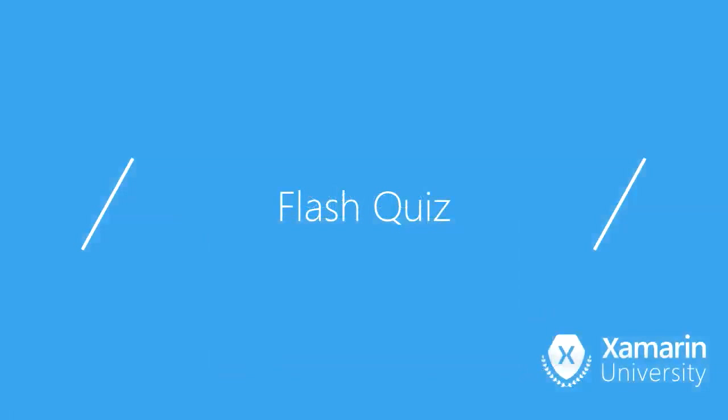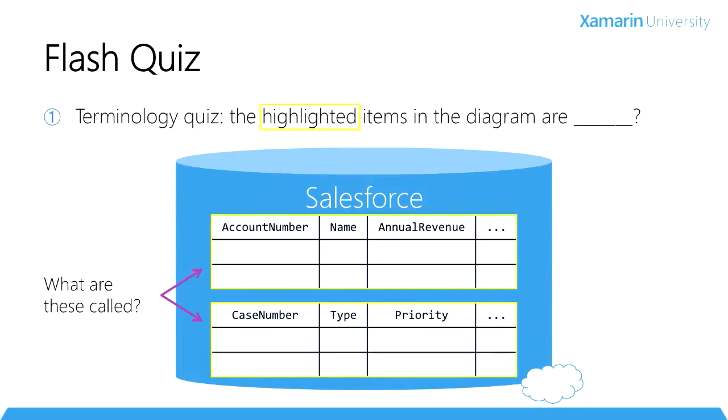So with that in mind, let's have our first flash quiz. And the question here is, what would you call these highlighted items in the diagram? Now, it wouldn't surprise me if you were to name these tables. What we need to keep in mind, though, is that Salesforce has its own terminology, and these tables get classified as objects.